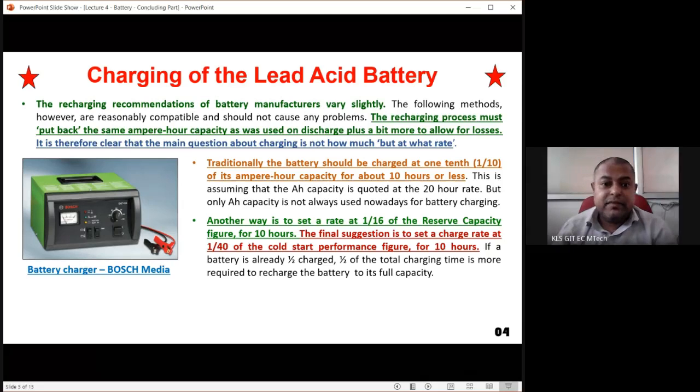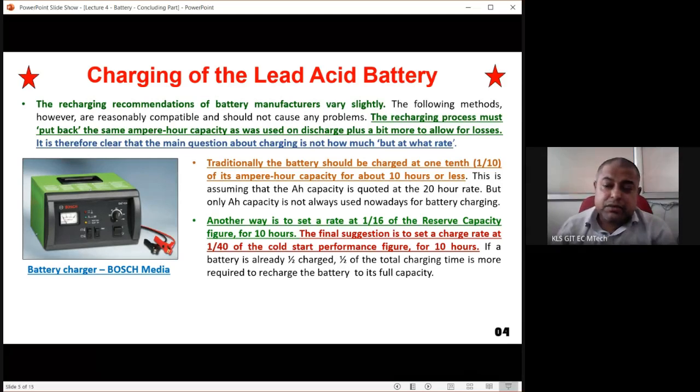That is another method. And not only RC, CCA can also be used. The final suggestion is to set a charge rate at 1/40th of the cold start performance figure for 10 hours. So these two paragraphs are very important and you have to understand them.